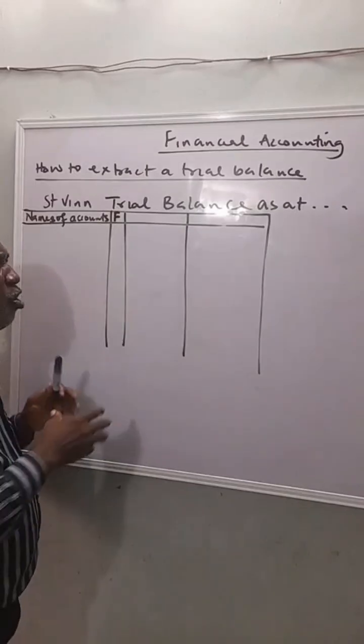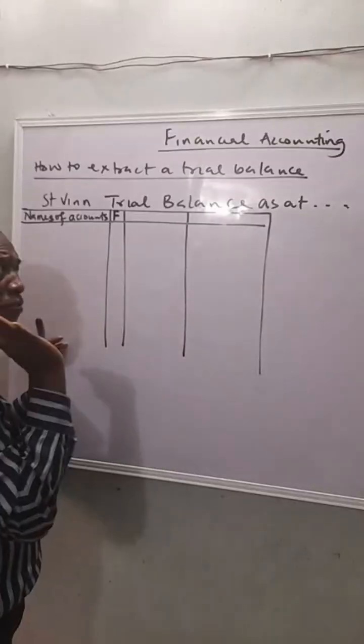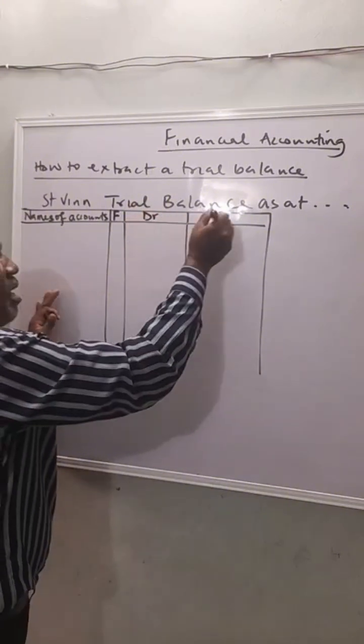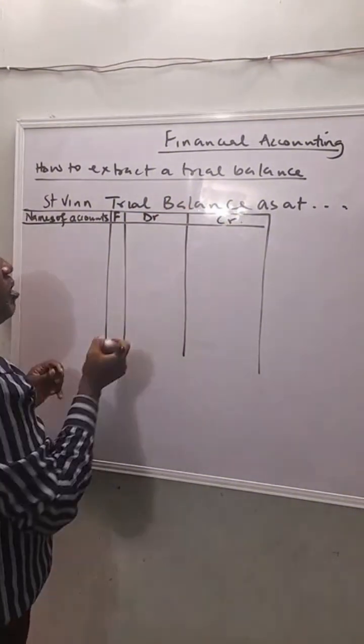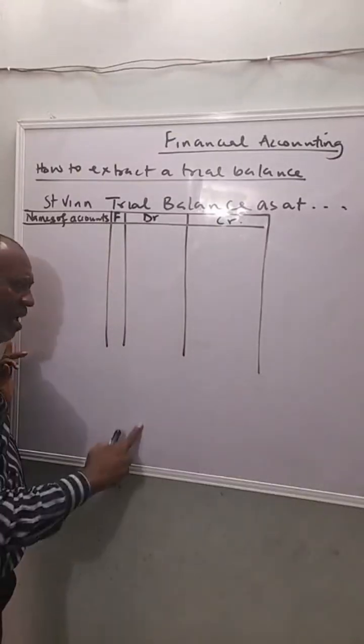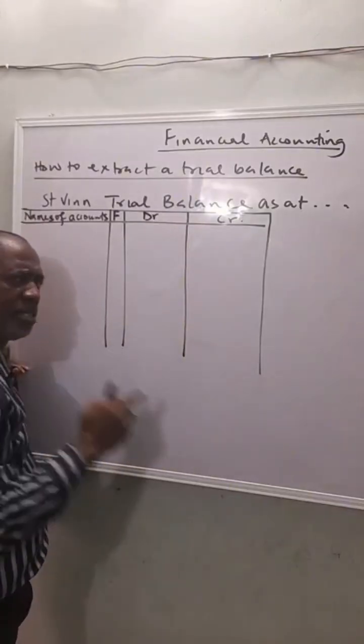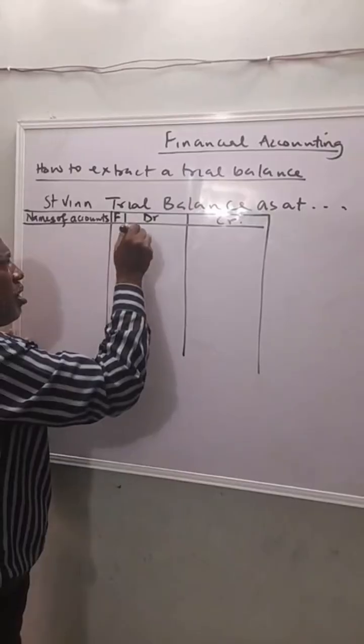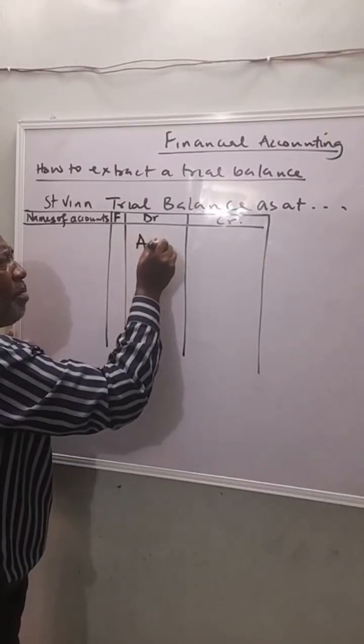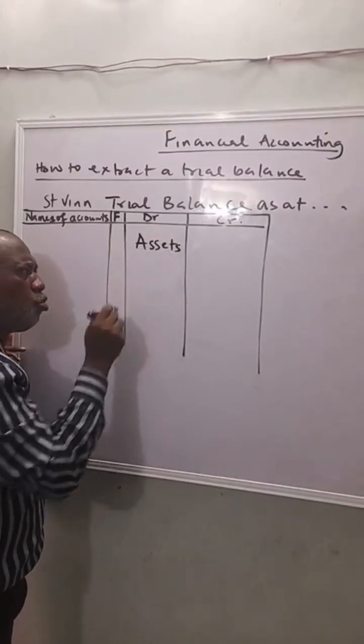In examination, when they give you a trial balance, they will remove the folio and just write debit and what? Credit. This is the debit side, and this is the what? The credit side. This debit side has transactions that must be there, and the credit side has transactions that should be there. Take note. On the debit side of any trial balance that you see, all you will see there are assets and expenses. Assets and expenses.